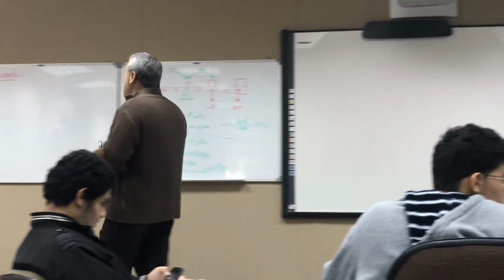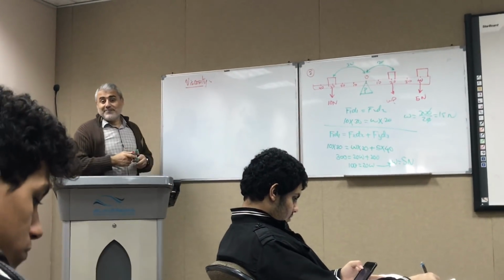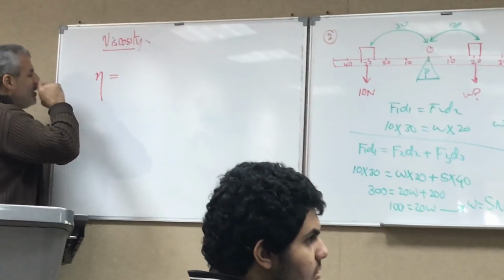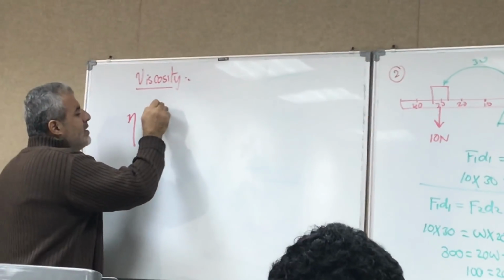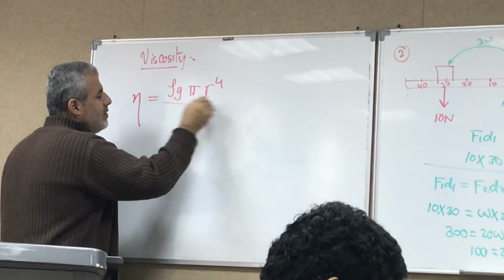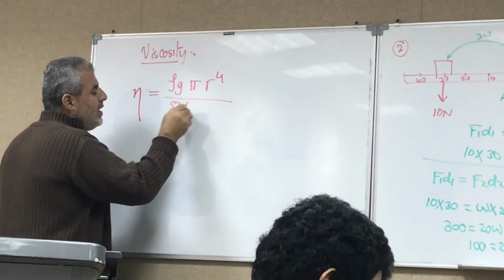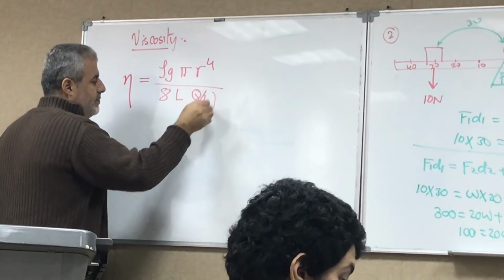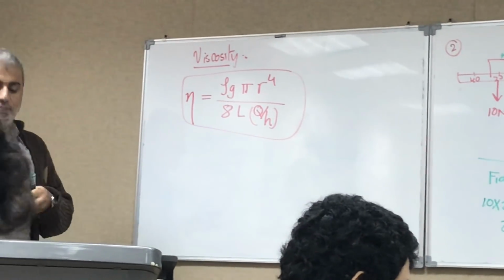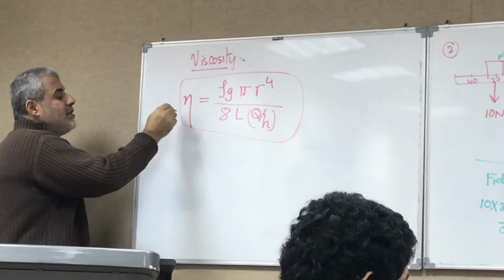Okay guys, there's a formula for this one. I'm going to write the formula. Eta is equal to rho g pi R to the power 4 over 8 L, times Q over H. Just follow me, I want to say something for you. This eta is viscosity.